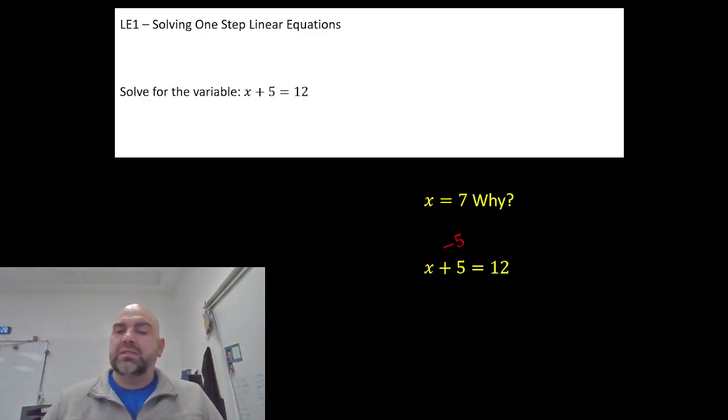So if I was to subtract 5 from the left-hand side there, to make it equal, I would have to subtract 5 from the right-hand side as well. Now, when we're adding 5 and then subtracting 5, those two are going to cancel out and become just x, and 12 minus 5 is 7. So we know that our x value has to be 7 because we've isolated our variable.